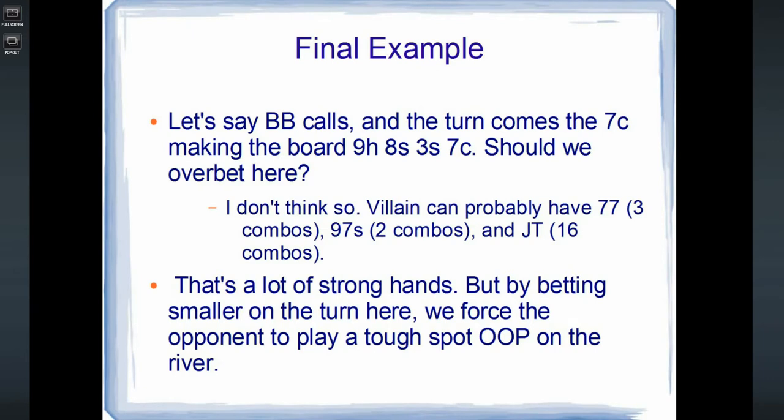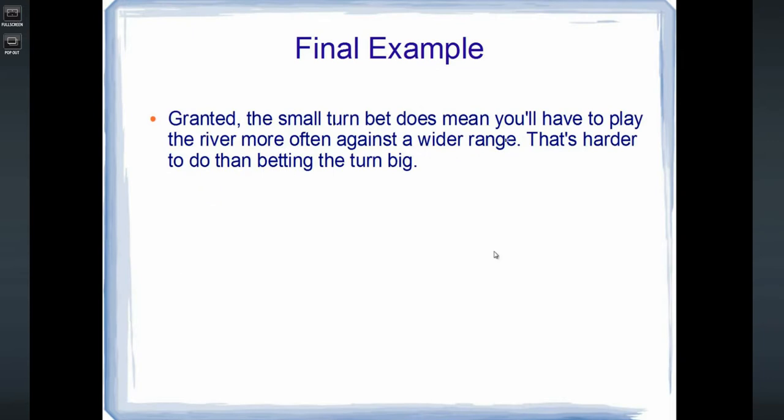I think he can have a whole lot of Jack-10 combos here. A lot of the hands I'm betting are not going to want to fold to a check raise, so it's also good if I bet smaller. It's a little bit easier to call the check raise sometimes based on our opponent's sizing. So I like betting smaller here, keeping my positional advantage, and if I am going to overbet, it'll be on the river when the river card's a blank. Granted, the small turn bet does mean you'll have to play the river more often against a wider range. That's harder to do than betting the turn big.